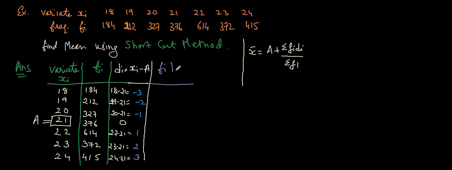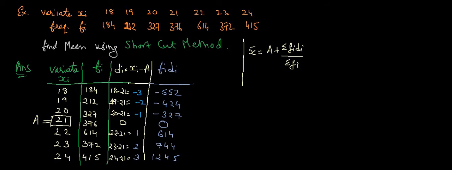Then what else do we require? We require fi di. So what is our fi di? That means 184 multiplied by minus 3, you will get minus 552. Then 212 multiplied by minus 2, that will be minus 424. Minus 327. Here it is 0. Here it is 614. Here it is 744. And here it is 1245.